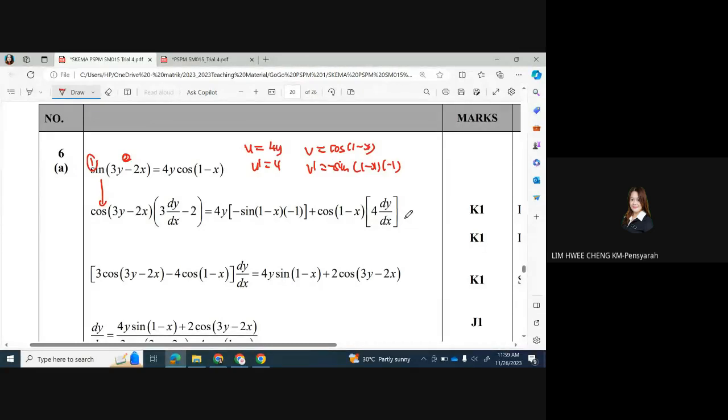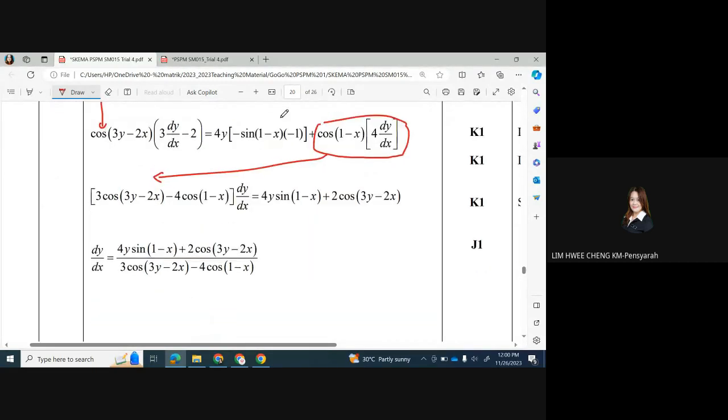Okay, selepas tu saya kena collect the like term. So yang ini, saya pindah ke sebelah kiri. So that's why saya dapat cos 3y minus 2x dy dx tolak 4 cos 1 minus x dy dx equivalent to negative. Negative is positive. So 4y sin 1 minus x yang ini tolak pindah ke situ akan jadi campur. And then kita agak, okay, yang ini adalah untuk sebelah kiri, ini untuk sebelah kanan.